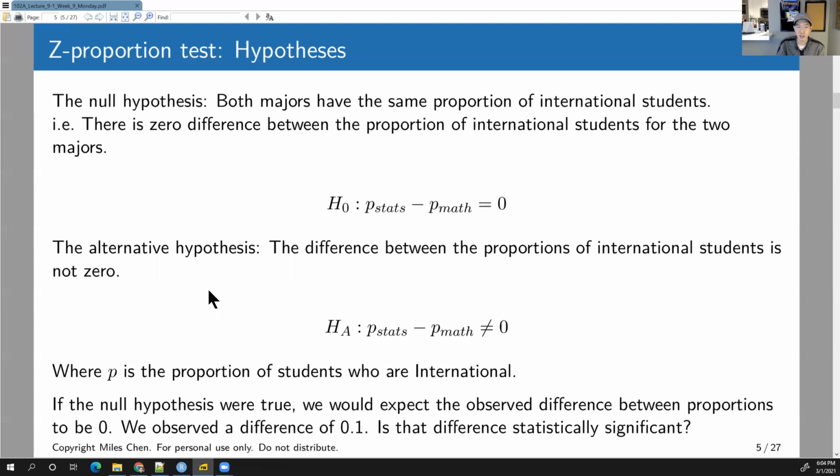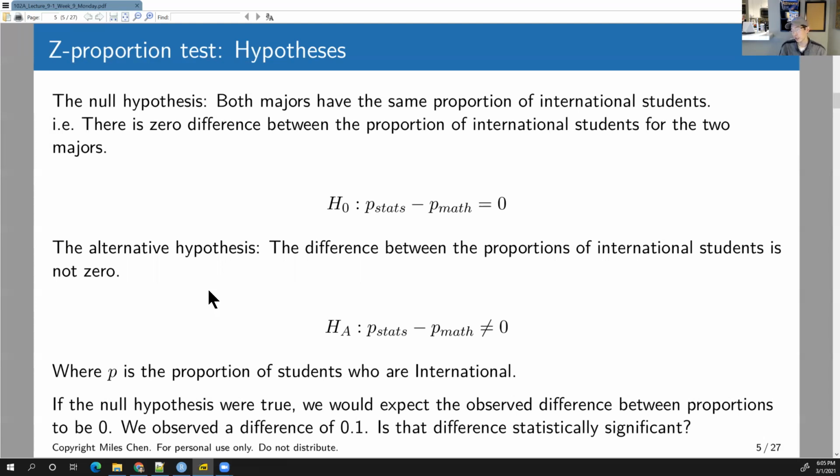I believe this is a test that should have been covered in your stats 10 class or your AP stats course. With a categorical variable like this, you could also conduct a chi-squared test, and you would do something similar but different. But here we're going to take a look at the two proportion z-test.